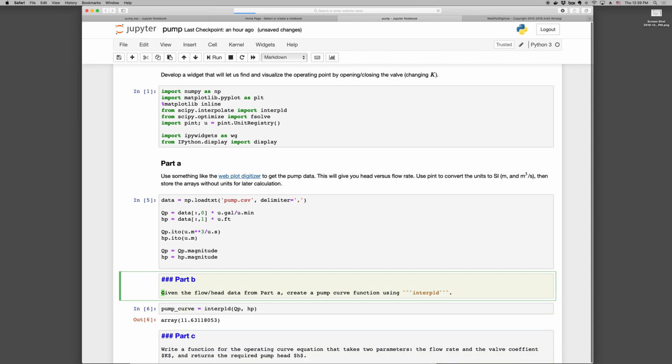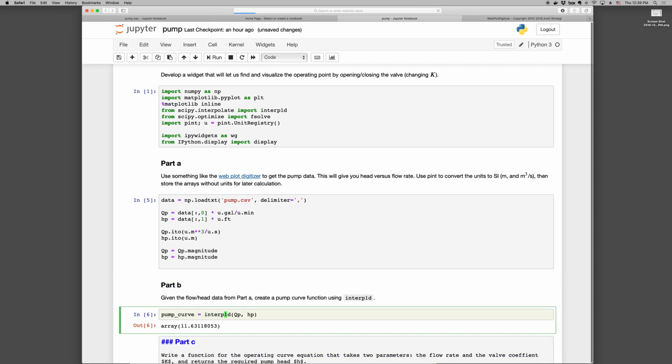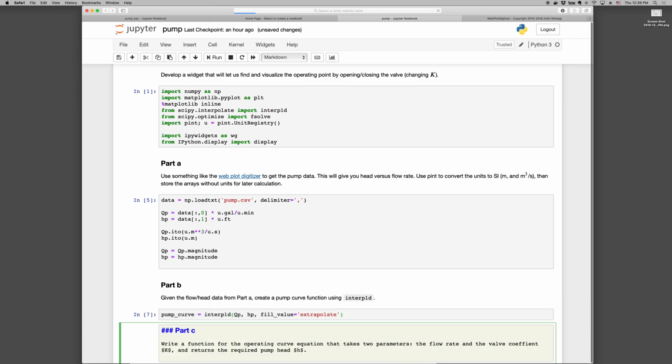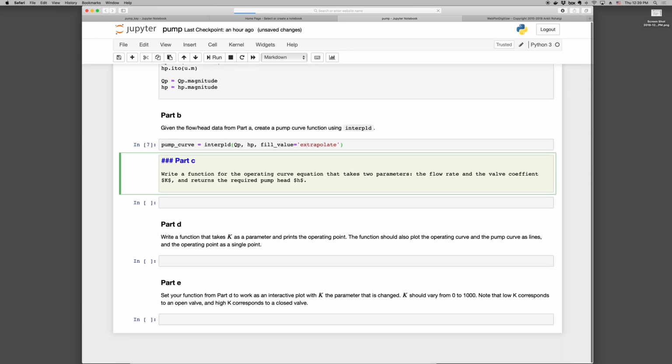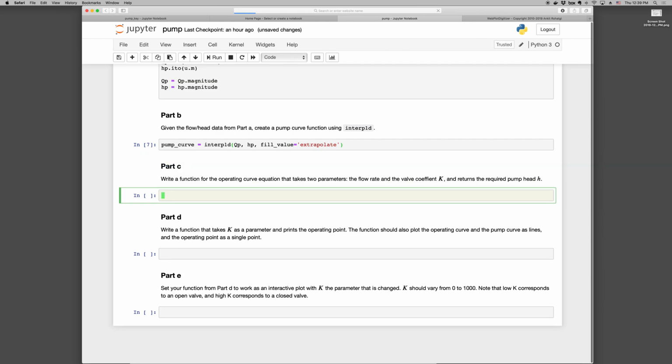Now let's allow it to extrapolate just in case. Fill value equals extrapolate. Okay, great. So part C, let's write a function for the operating curve. We now have the pump curve. Let's write a function for the operating curve. It takes two parameters, the flow rate and the valve coefficient, and returns the required pump head.